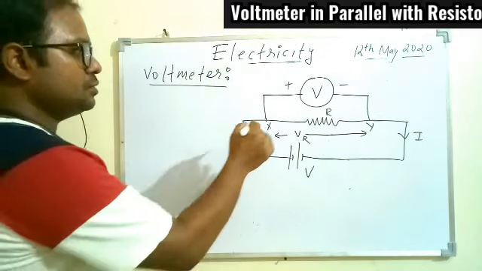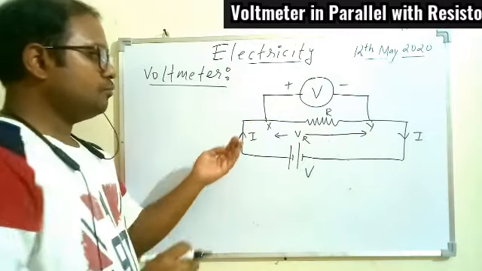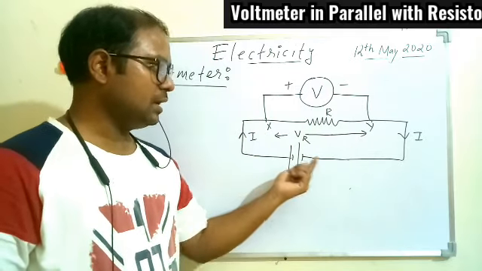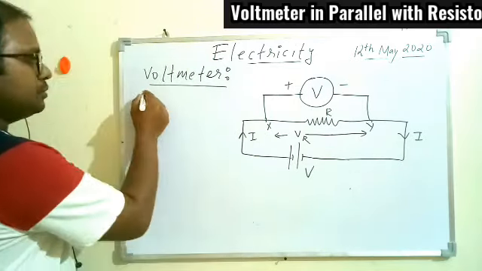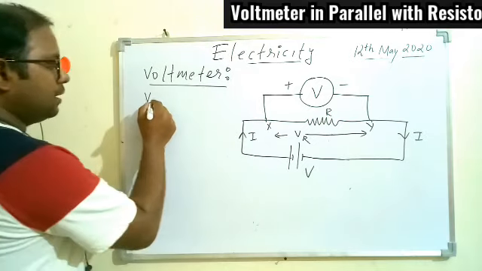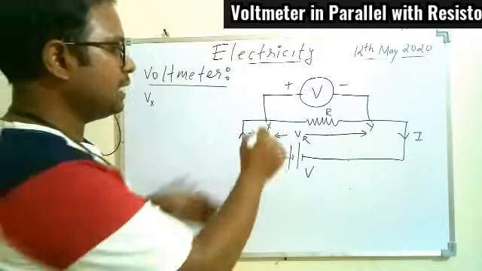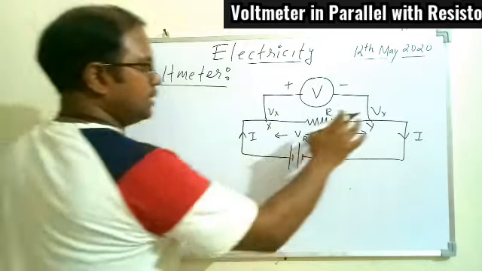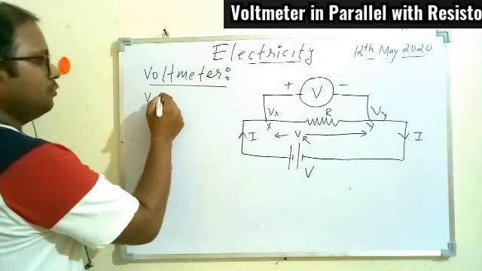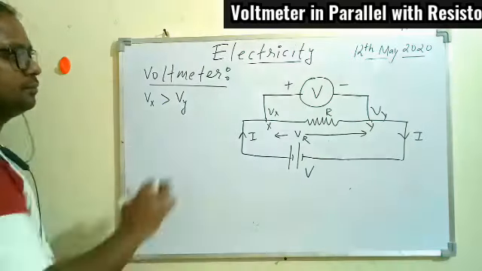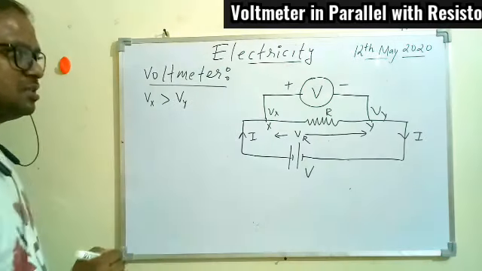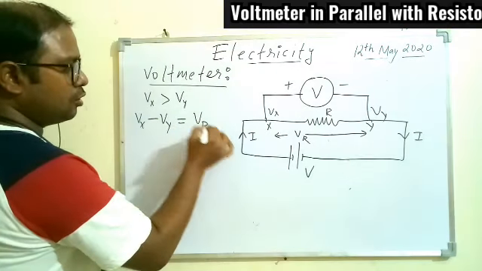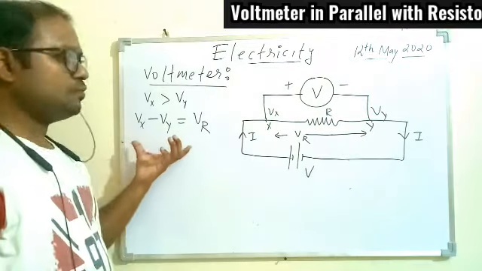One thing you know, if you see point X and point Y, if you move from X to Y, you are moving from high to low potential, because the positive side is high potential and the negative side is low potential. So if Vx is the potential at point X and Vy is the potential at Y, then Vx will be greater than Vy, because we are moving from high to low potential, and the difference between the two will be nothing but the potential drop across resistor R.